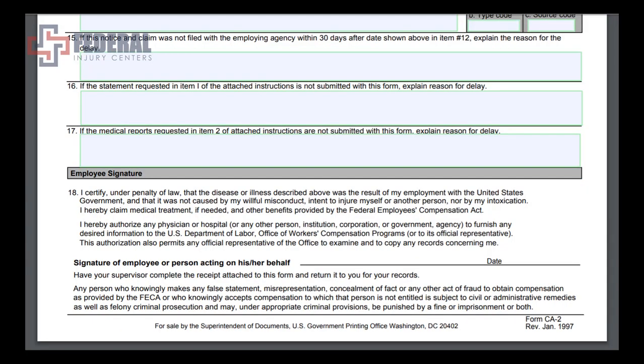Moving along to question 16. If the statement requested in item 1 of the attached instructions is not submitted with this form, explain the reason for the delay. Let's go ahead and move to page 4 of the CA2.